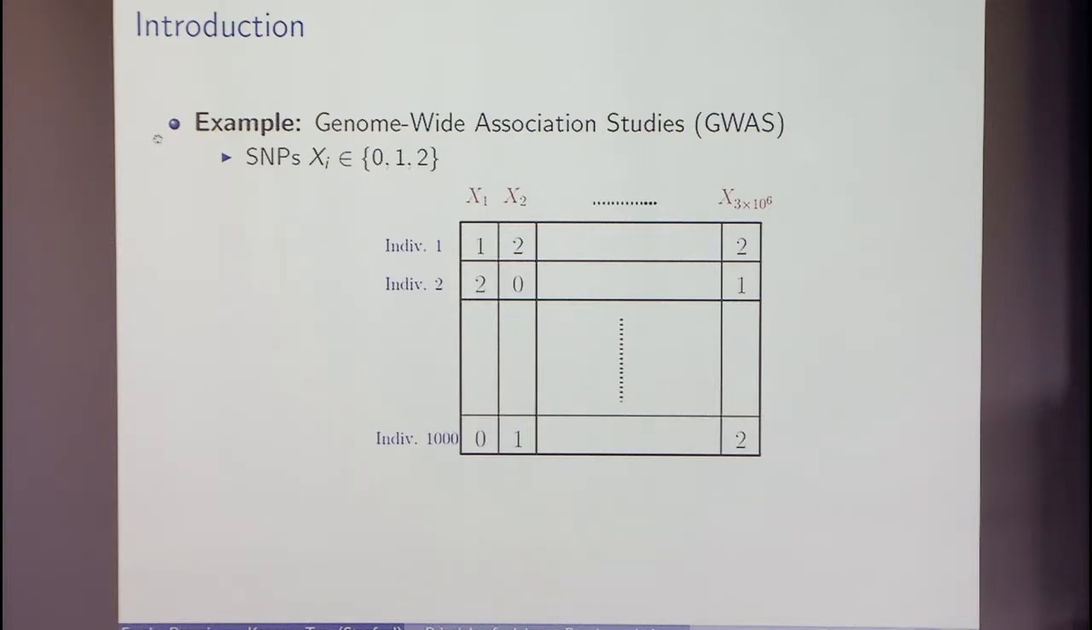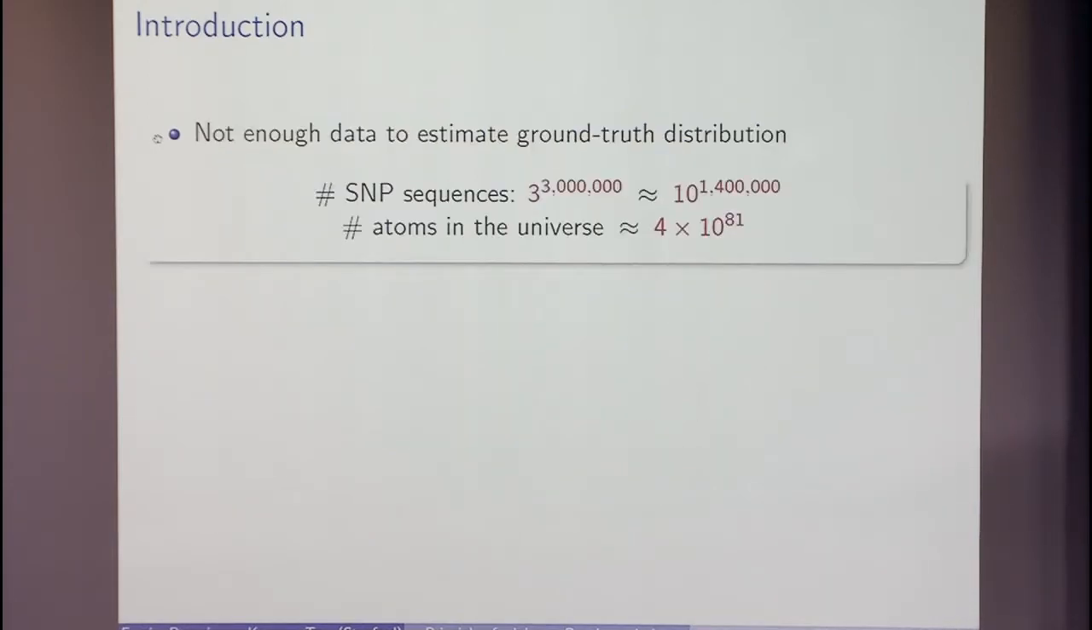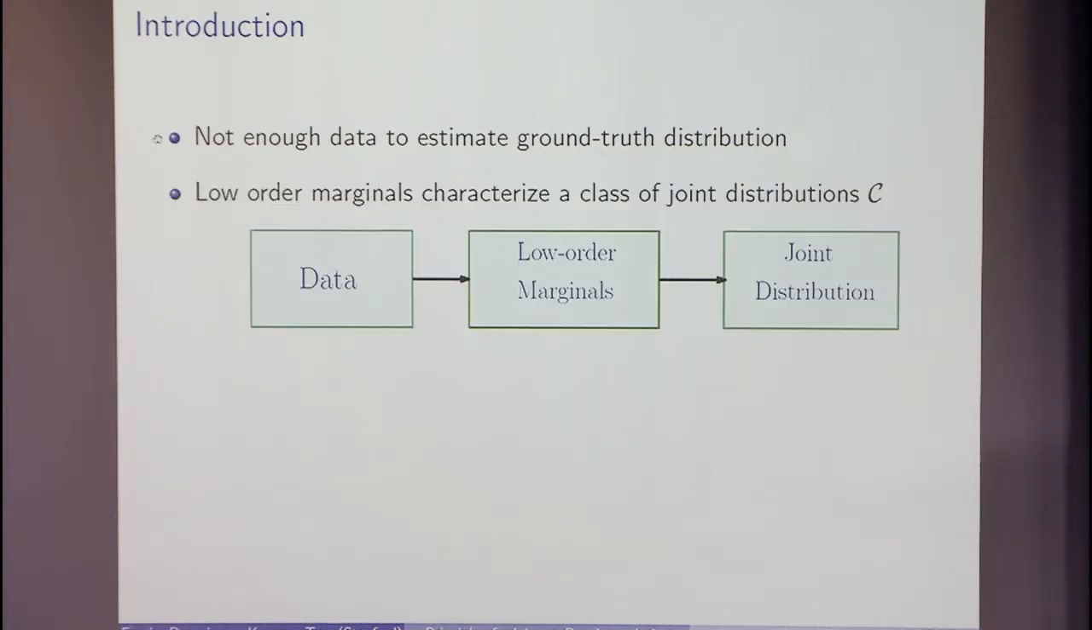Now the question that we may ask here is how to model this data by a joint distribution. One may say that we can estimate the joint distribution through the data set, but it's not the right approach because the number of SNP sequences is 3 to the 3 million, which is so large. It's basically infinity.